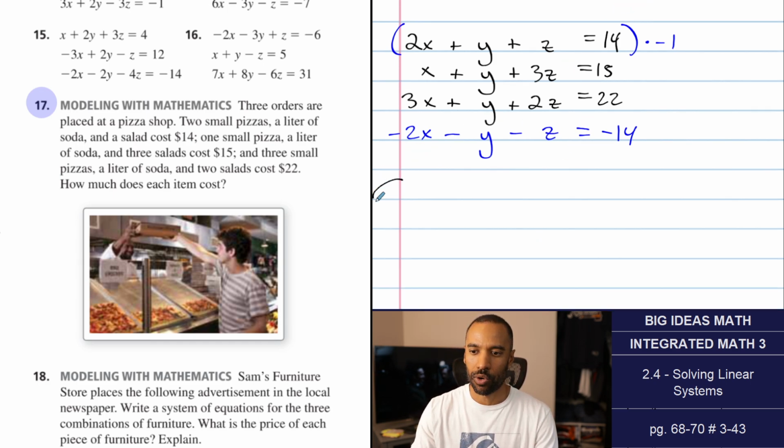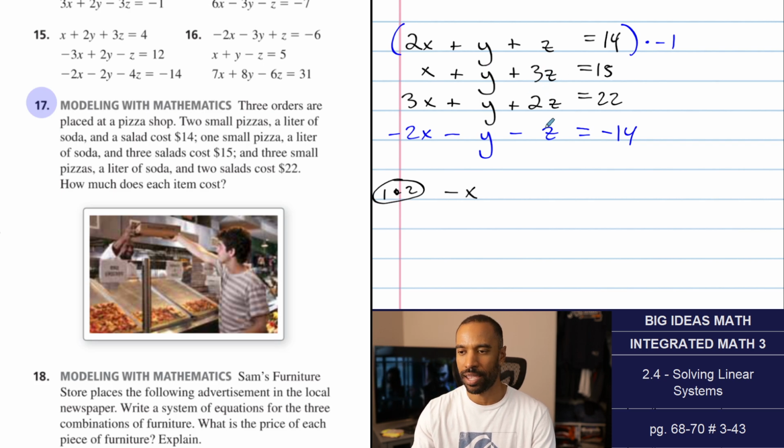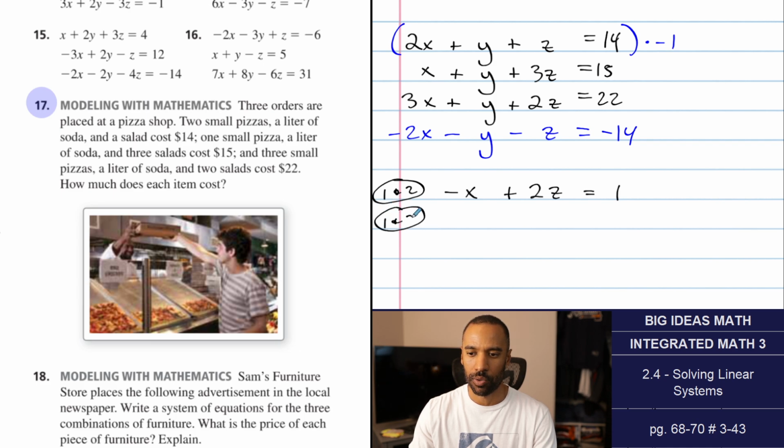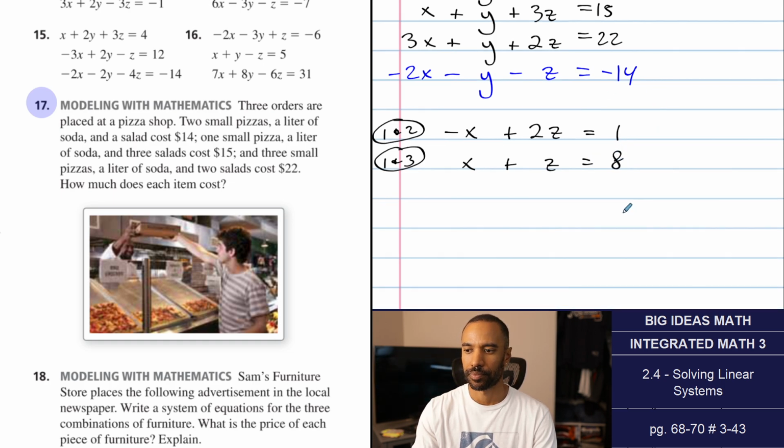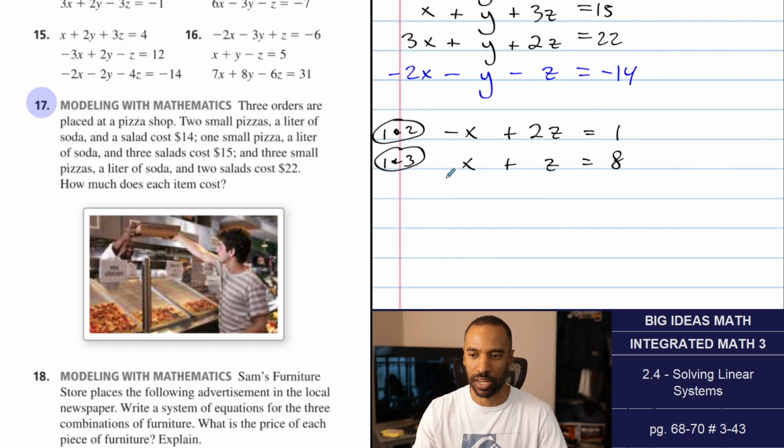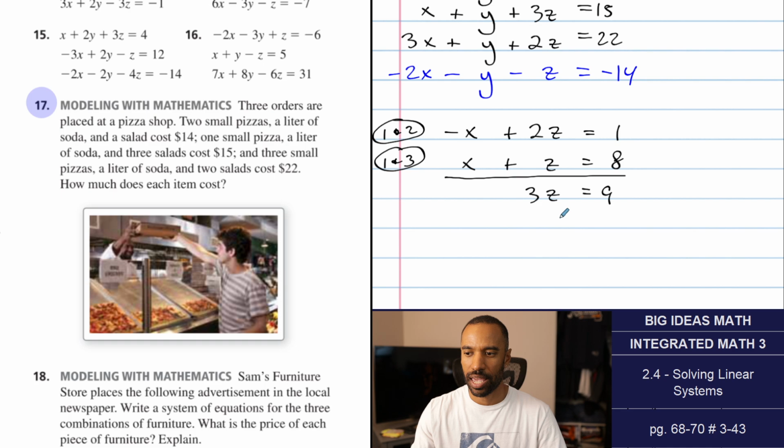So I can do equation 1 with 2. The new equation 1 is right here. So x minus 2x, y minus y, 3z minus z, 15 minus 14. Now I'll do equation 1 and equation 3. So right here, these two. 3x minus 2x, y minus y, 2z minus z, and 22 minus 14. All right, now in this system here, x's can eliminate. Just add down that list. 2z plus z and 1 plus 8.